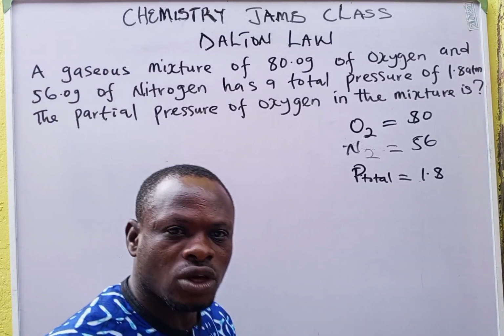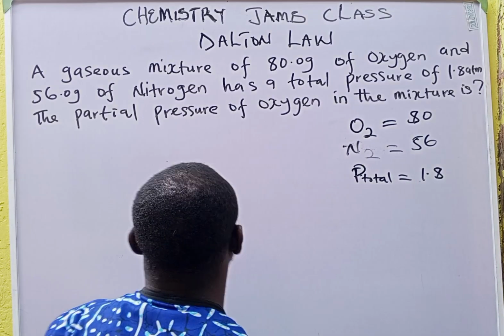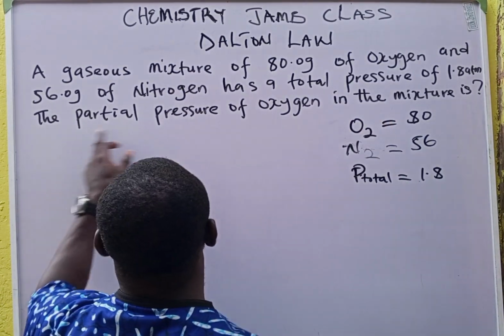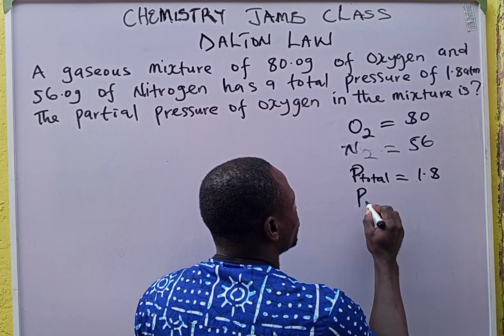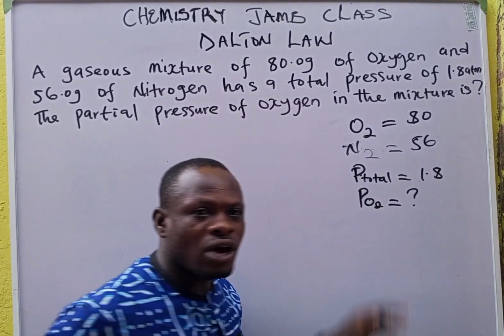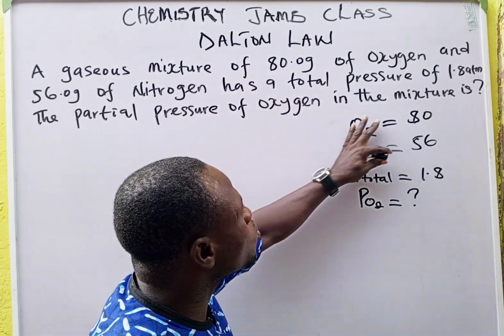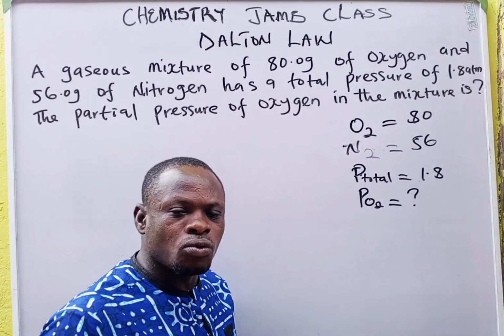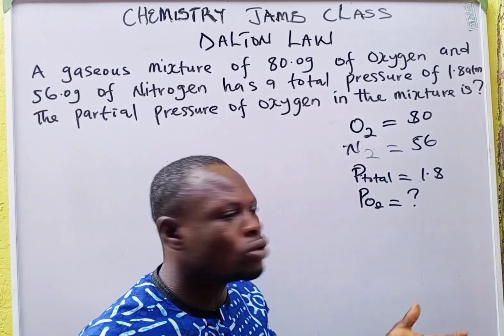When you are given a question like this, put your parameters first so that it will be simpler for you to calculate. You are asked to calculate the partial pressure of oxygen. Partial pressure of oxygen gas is equal to what? This is what you are asked. Now, we need to convert all these ones that are in grams into moles. How do you convert your grams to moles?